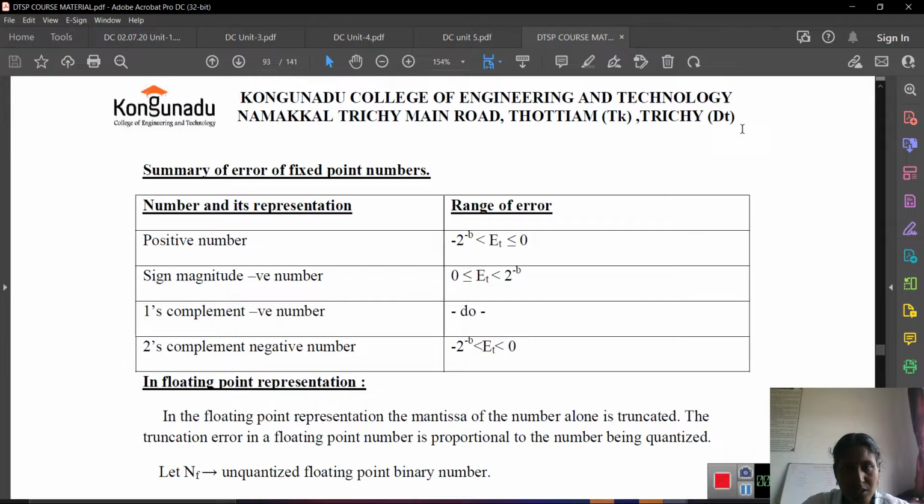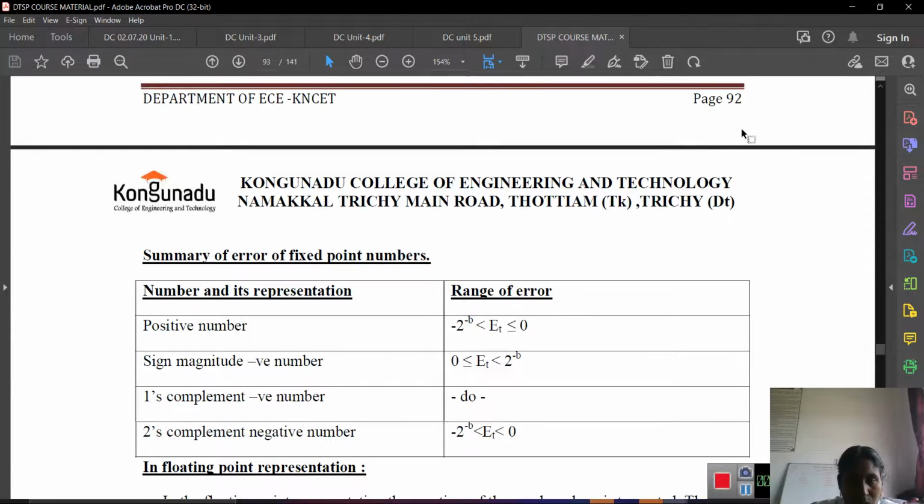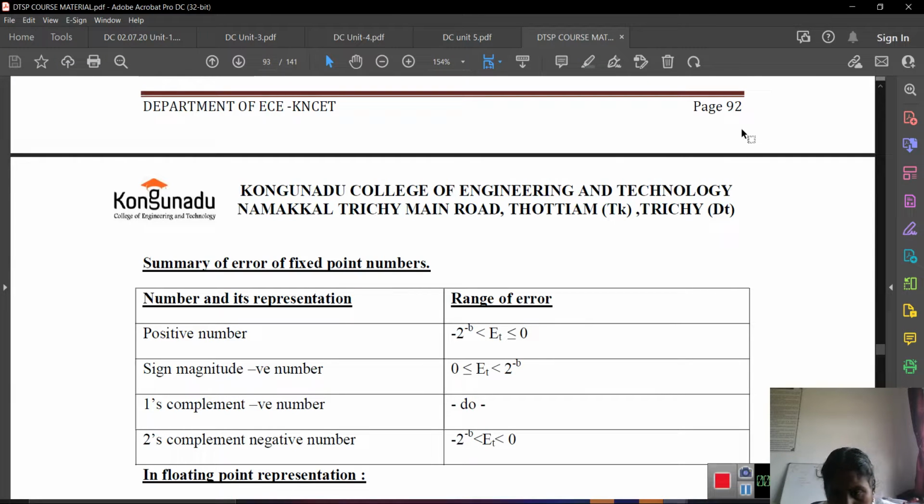Then the summary of fixed point numbers is given in tabulation form. For the positive number, the error is less than or equal to 0. Then for sign magnitude negative numbers we have the formula. The 1's complement is the same. Then for the 2's complement, the error is between minus 2 power minus b and 0. Okay, thank you students.